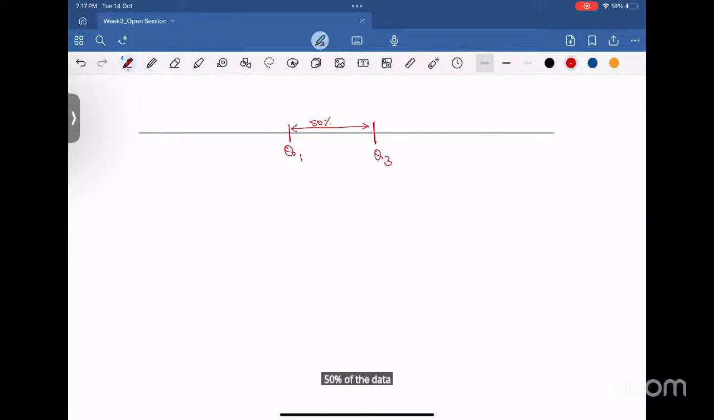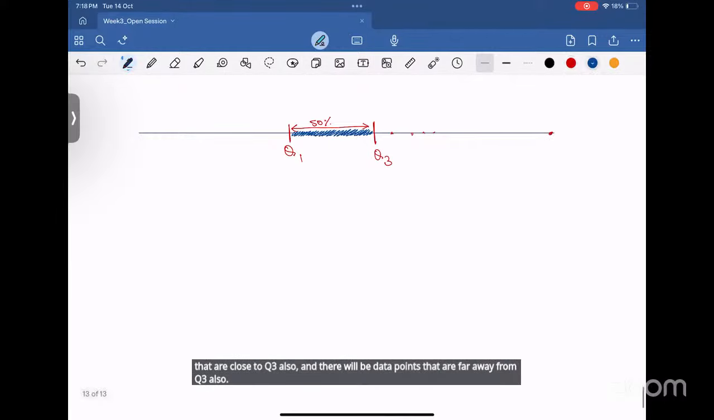50% of the data lies in between Q1 and Q3, and anything lying in between Q1 and Q3 are inside data points only, within the limits. Okay, so they are not outliers. And outliers are basically something to the right of Q3 and something to the left of Q1. And there will be data points that are close to Q3 also, and there will be data points that are far away from Q3 also.